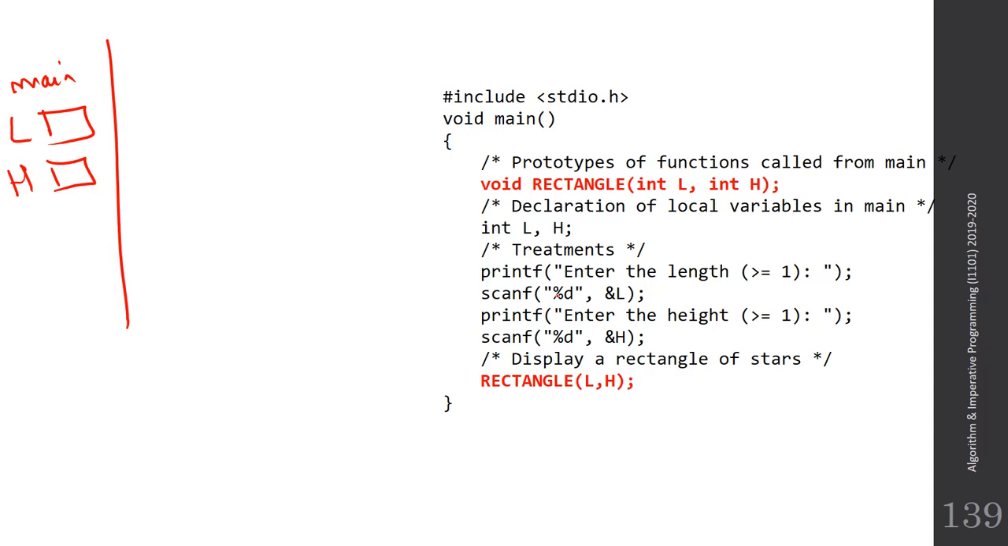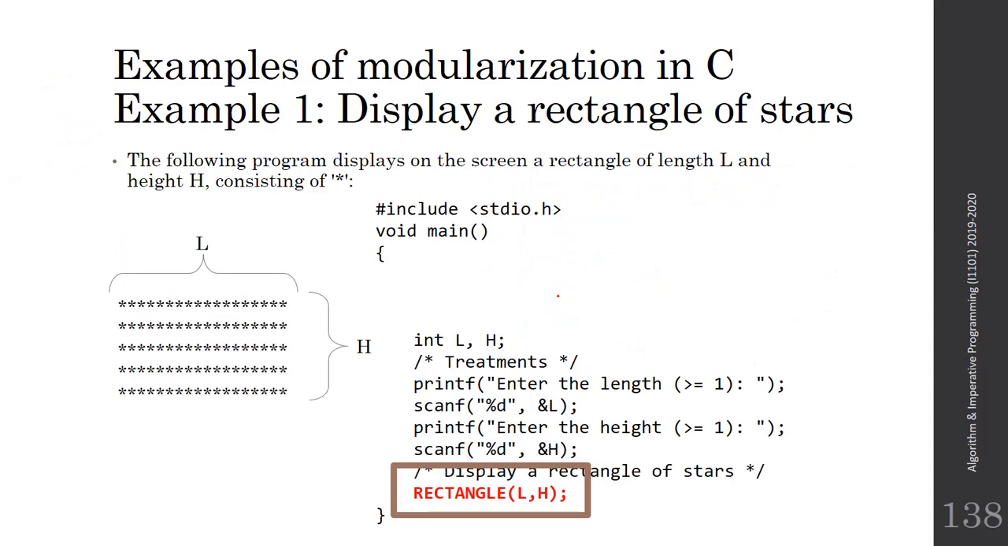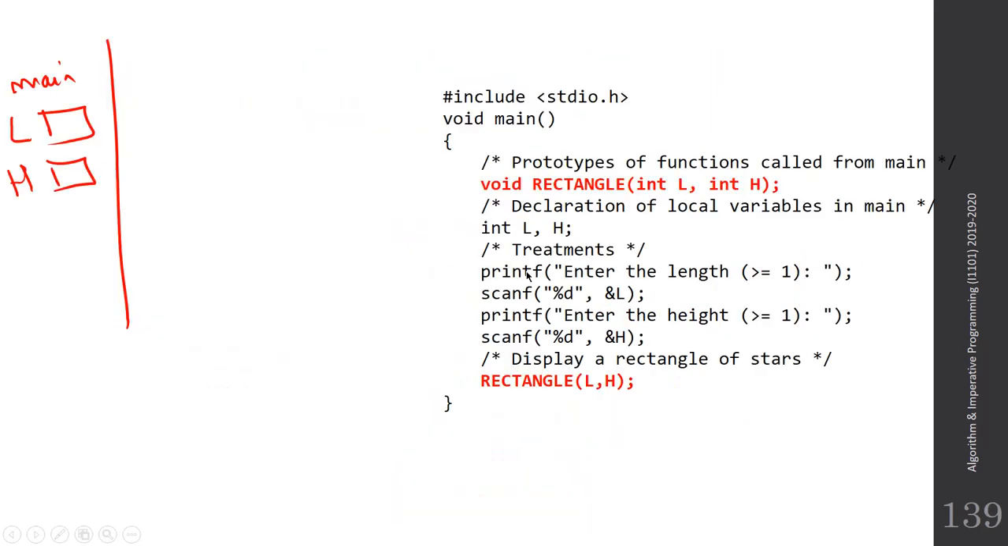So let's say I will print 2 stars by 4. I don't want to make it big. So L would be equal to 2. I place 2 in L, and in H I will scanf 4. And then I will call the function rectangle.